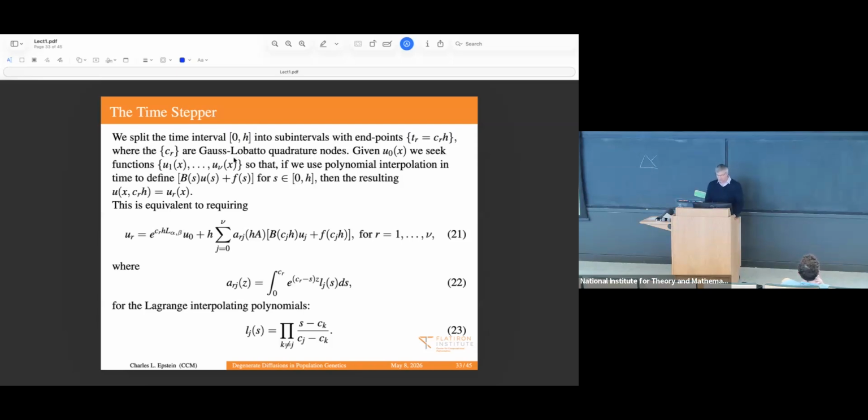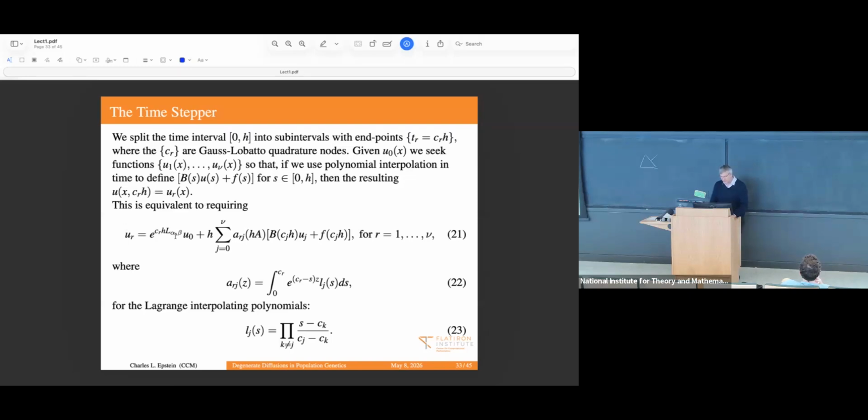So given a u naught, we seek functions u1 through u nu, such that if we use a polynomial interpolation in time to define the action of the perturbation term on these functions for s in that interval, then the resulting solution u of x at these times will be these vectors that we find.